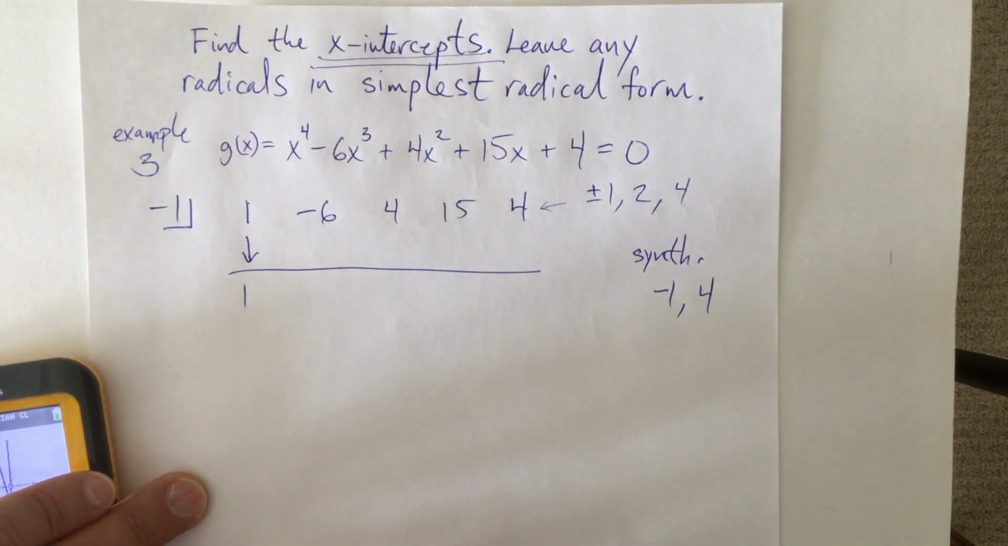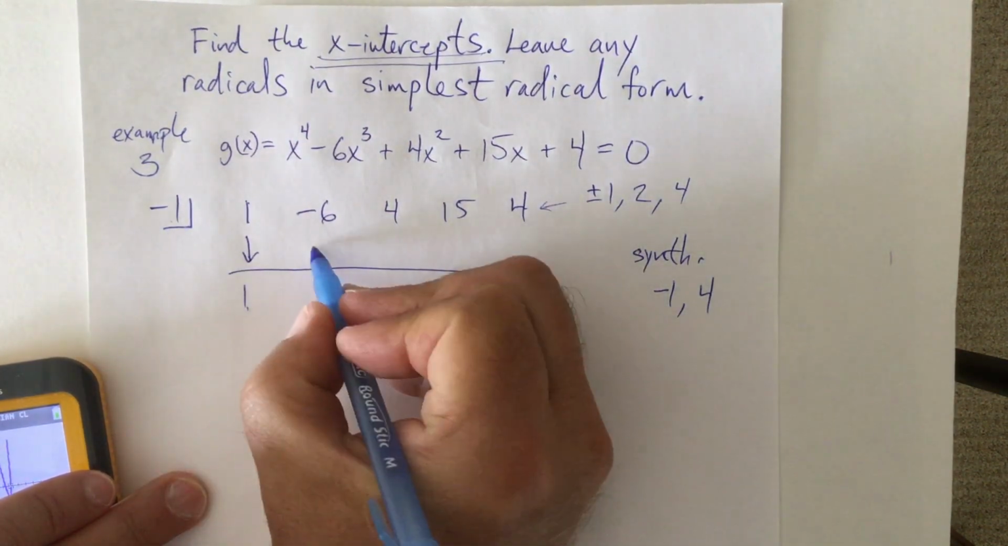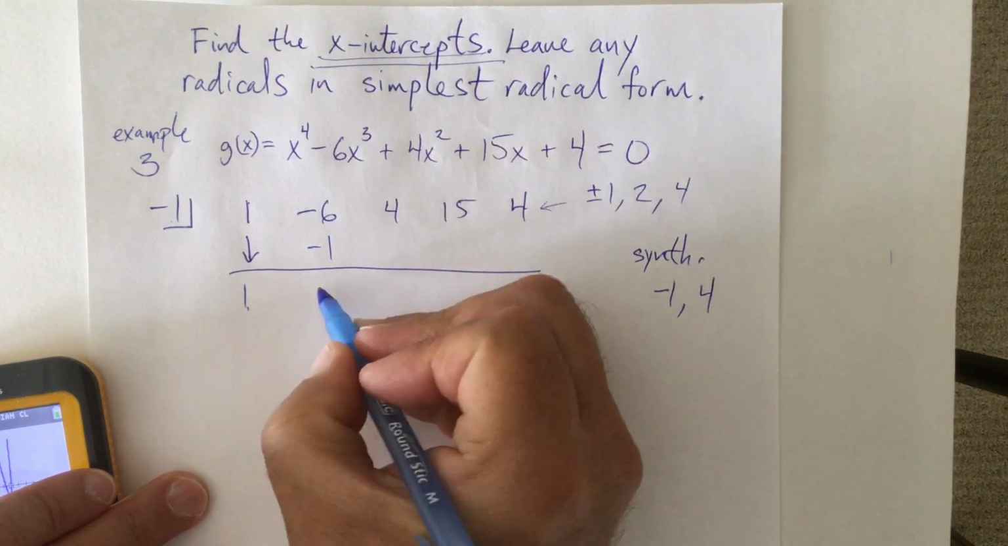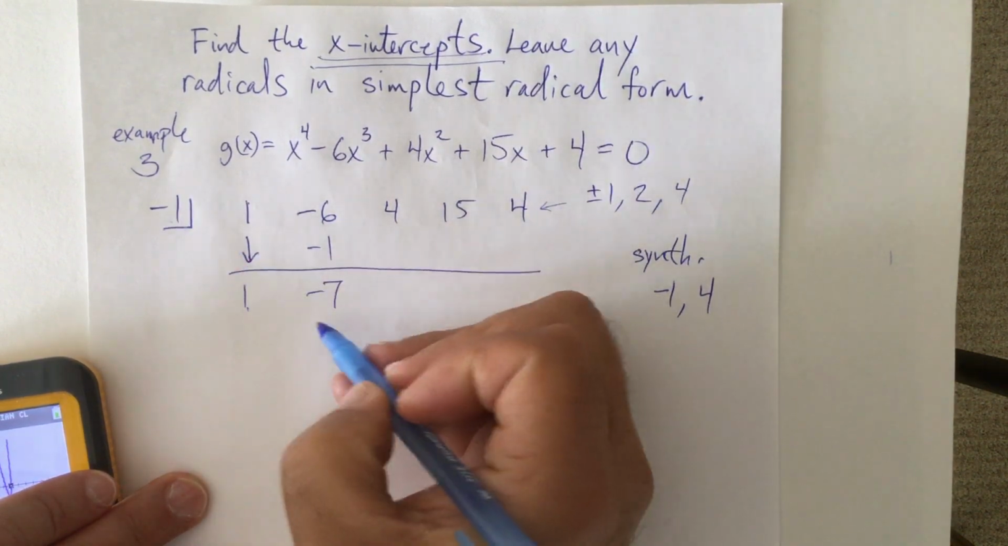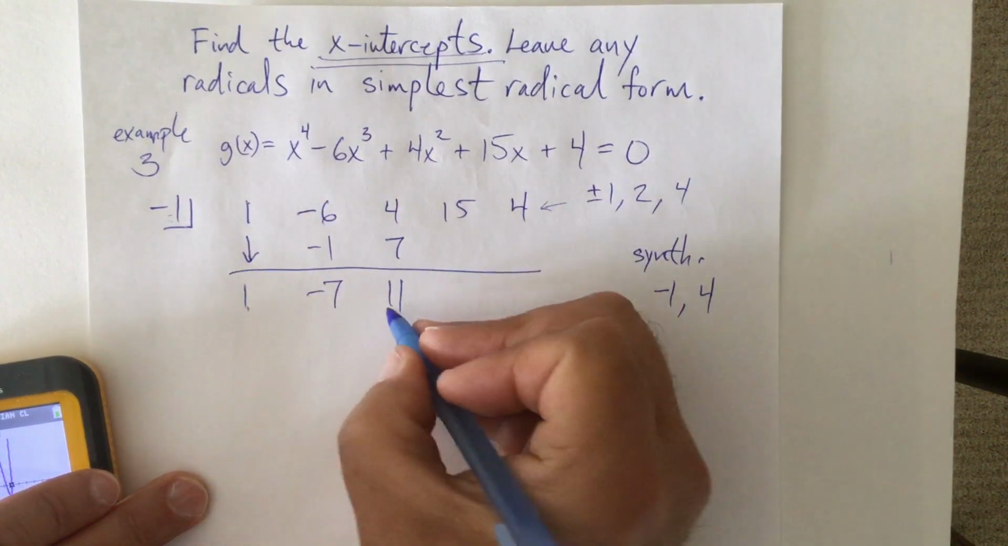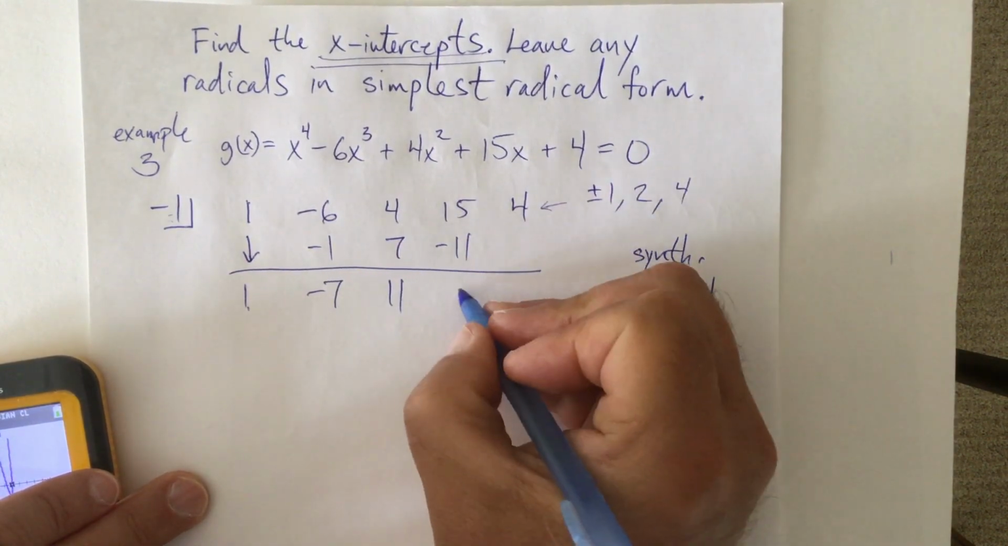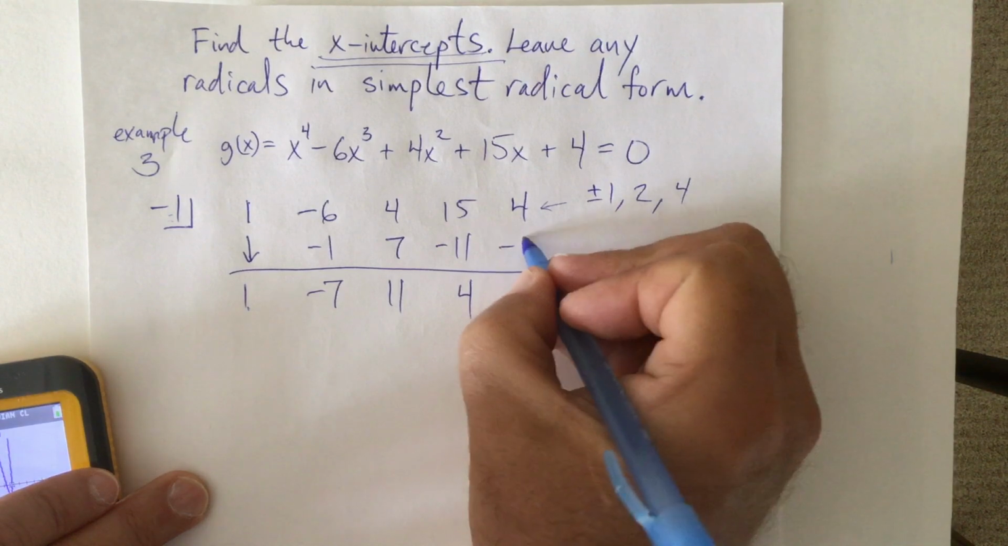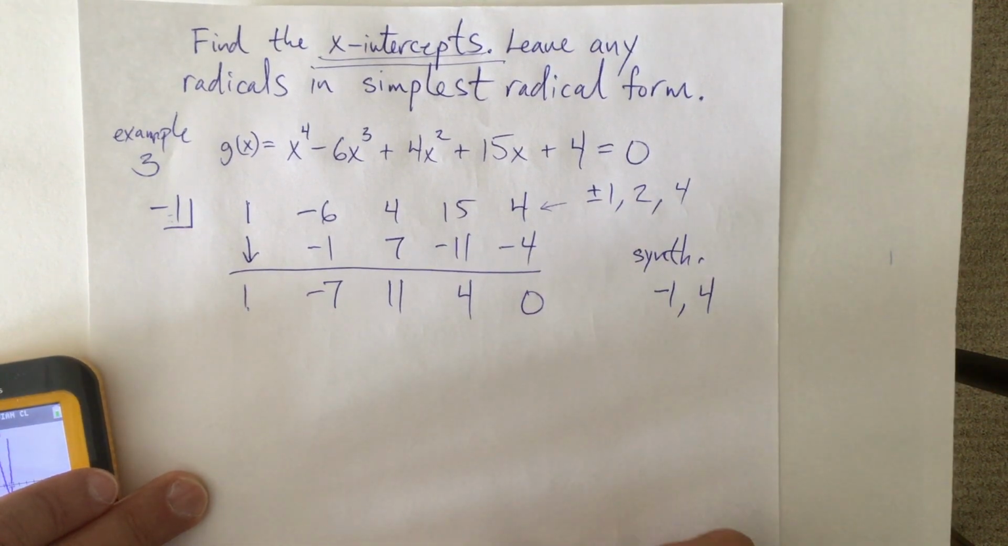What the heck? So I'm going to do -1 times 1. That's -1. Add down, I get -7. -1 times -7 is 7. Add down, I get 11. -1 times 11 is -11. Add down, I get 4. Cha-ching. Oh yeah, sweet. So I did verify. That is one of my answers.